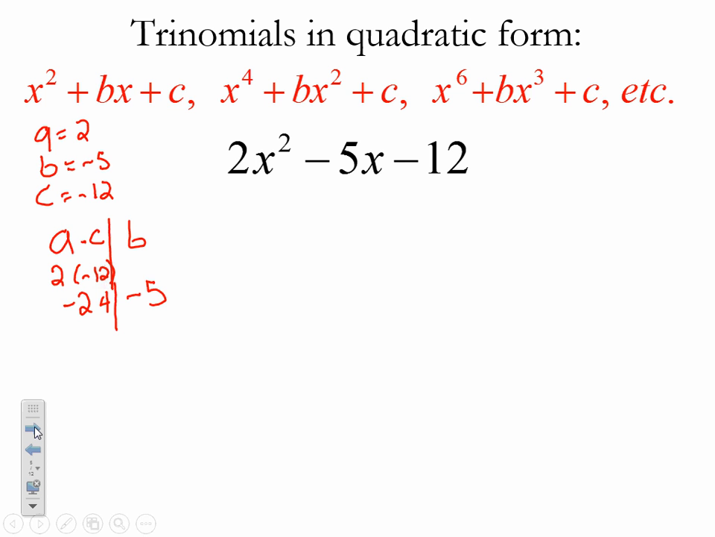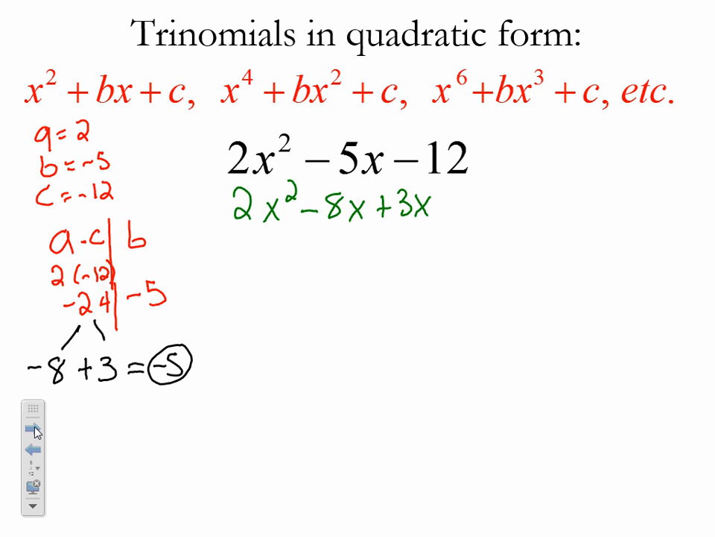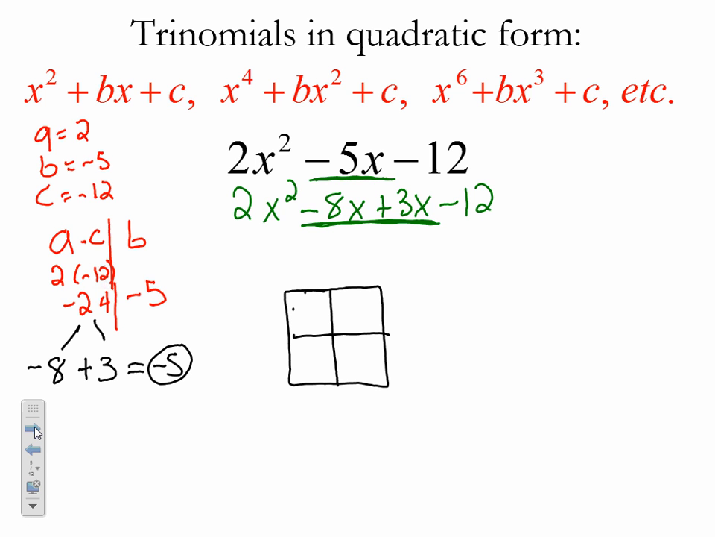So 2 factors of 24, we have negative 8 and 3. If we add those together, we get negative 5. That's what we want. Now we're going to rewrite this problem. So we get 2x squared minus 8x plus 3x minus 12. This right here should add up to be whatever it is in our original problem. If so, we're doing it right. We can move on to our next step, which is just plugging it into the box like we did in the last example. So we get 2x squared, negative 8x, 3x, and negative 12.